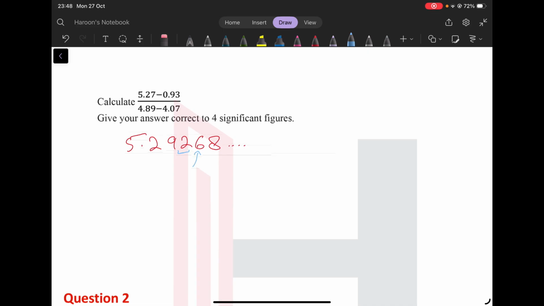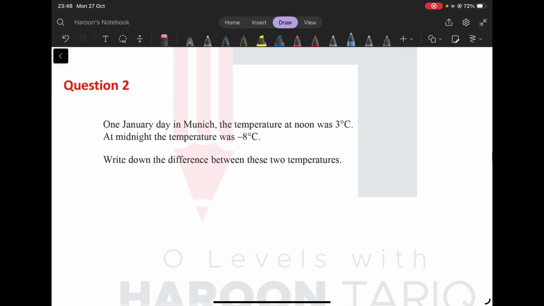This 5th one, you can see, is 6, which is 5 or greater than 5. I add 1 to the previous digit. So this becomes 5.29. This 2 becomes 3. This is the final answer, 4 significant figures.